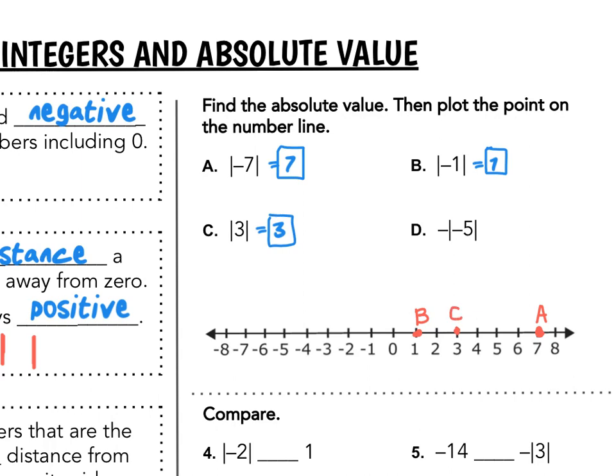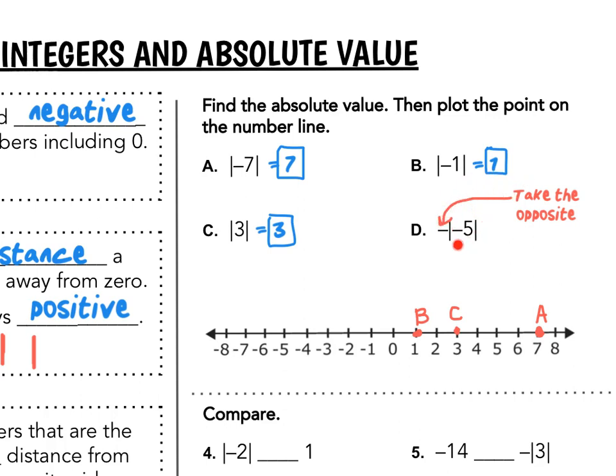Okay, so for letter D, our last one, this one is a little bit different than the other 3. Notice that on this one, the difference is that the negative sign is on the outside of the absolute value bars. So this is read as the opposite of the absolute value of -5. So with your red pen, I want you to write the words, take the opposite, and I want you to draw an arrow to that negative sign, okay?